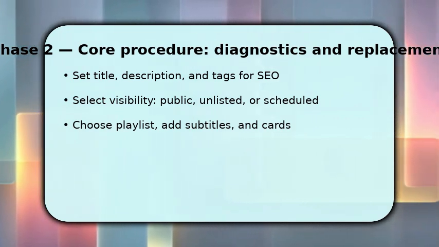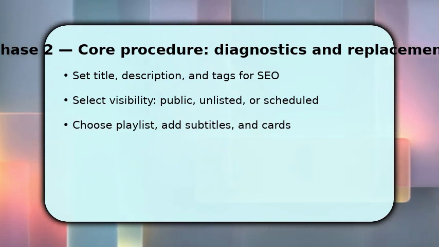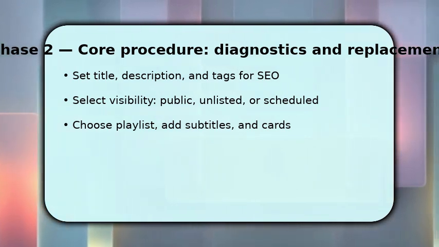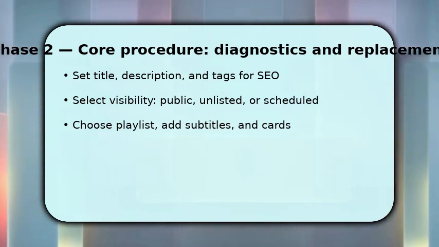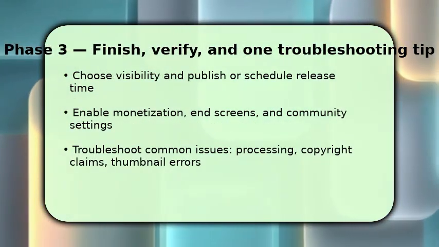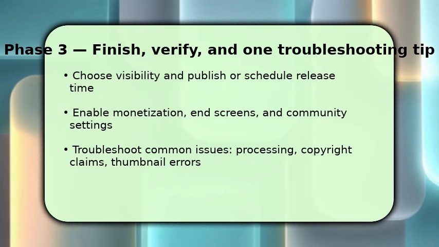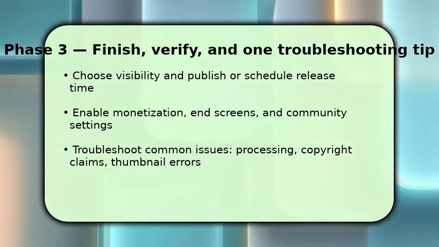Once done, preview the thumbnail and play the first 30 seconds to confirm pacing and audio before moving to visibility choices. Finish by selecting visibility, publish now, schedule for peak hours, or set unlisted for private review because timing affects views. Enable monetization or captions, add end screens, and check community settings so comments and age restrictions are correct.